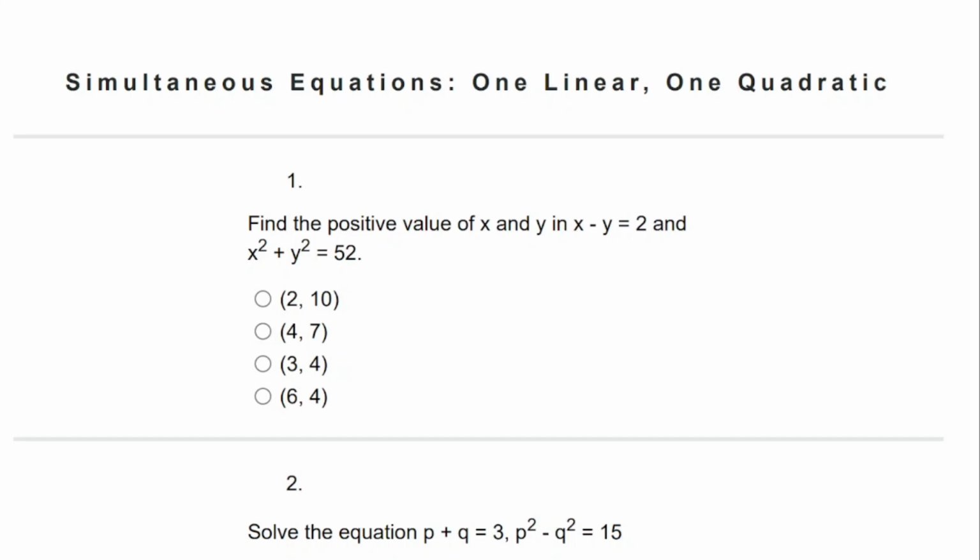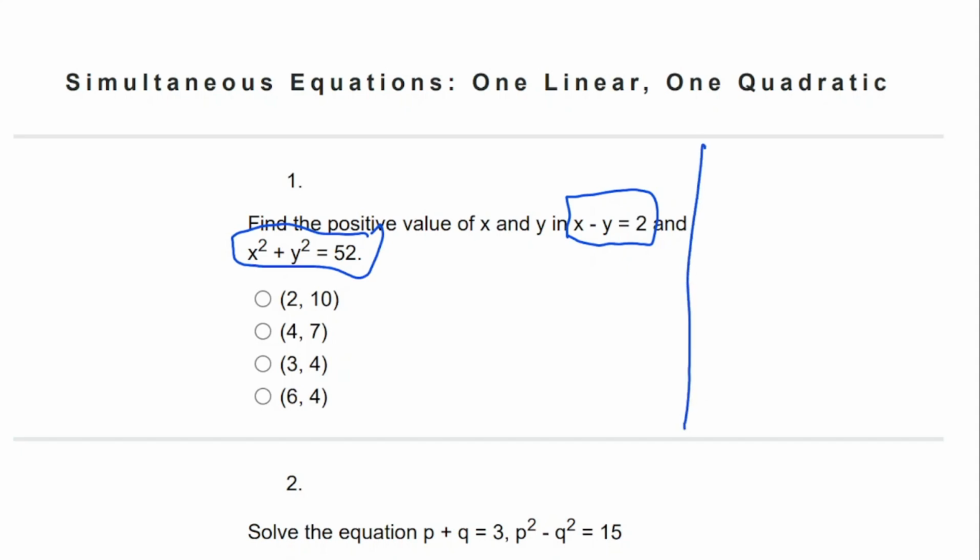So in this class, we want to look at corrections to simultaneous equations, one linear, one quadratic. The first question says, find the positive value of x and y in x minus y equals 2 and x squared plus y squared equals 52. You can see one is linear. The first equation is linear, while the second equation is what? Quadratic.